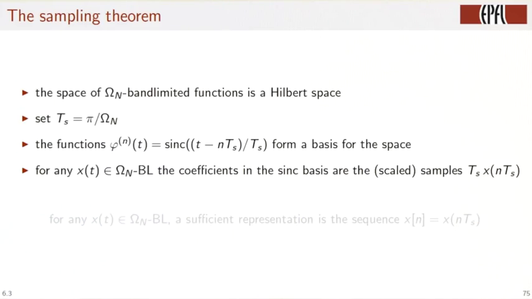We can now conclude on the sampling theorem. We have seen that the space of Omega_N band-limited functions is a Hilbert space. We can set Ts equal to pi over Omega_N. The functions phi n, properly rescaled, form a basis for that space, and any x belonging to the space of band-limited functions has coefficients in the sinc basis that are simply given by the samples. So in conclusion, for any x(t) which is in Omega_N band-limited space, a sufficient representation is a sequence x[n] equal to x(n Ts).